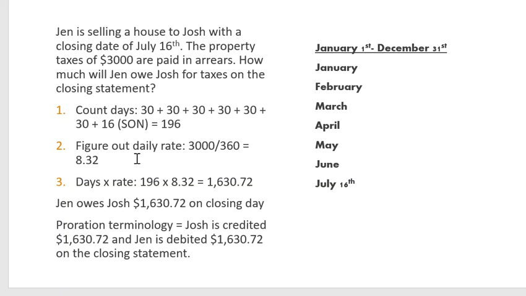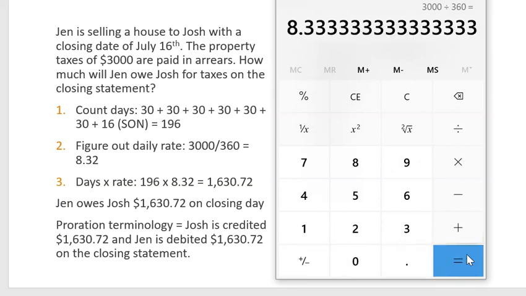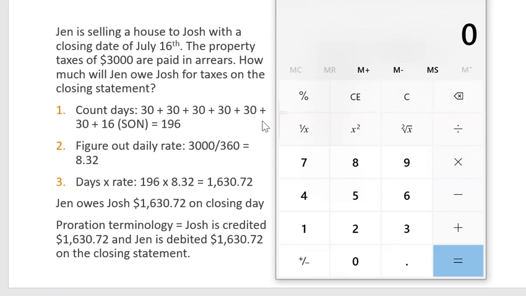Step 2, figure out the daily rate. So our daily rate is going to be the taxes of $3,000 divided by, so we're figuring out for the whole year now, 360. So our daily rate is 8.3333. We'll round down to 8.32. So now we have step 1 done, counted the days. Step 2 done, we got our daily rate. So now we multiply the days times the daily rate. So that's 196 times 8.32.